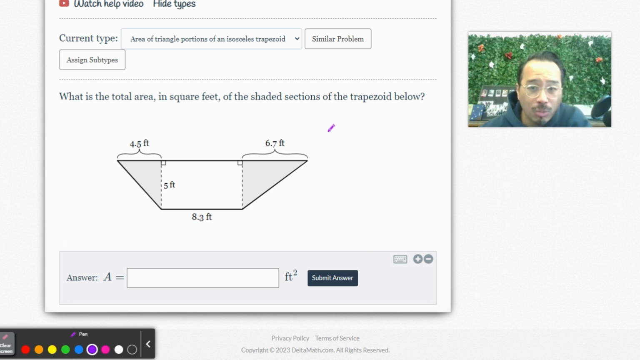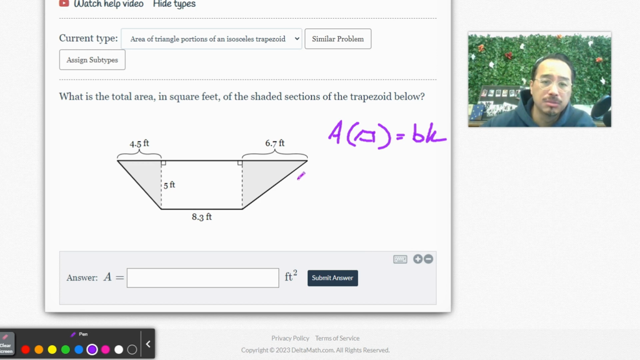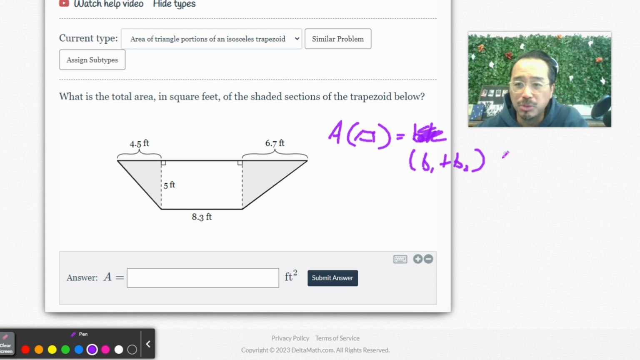So let's talk about what's the area of a trapezoid first. It's base one plus base two, times height, divided by two. Oops, it's Monday, my brain's a little off. Yeah, that's right.